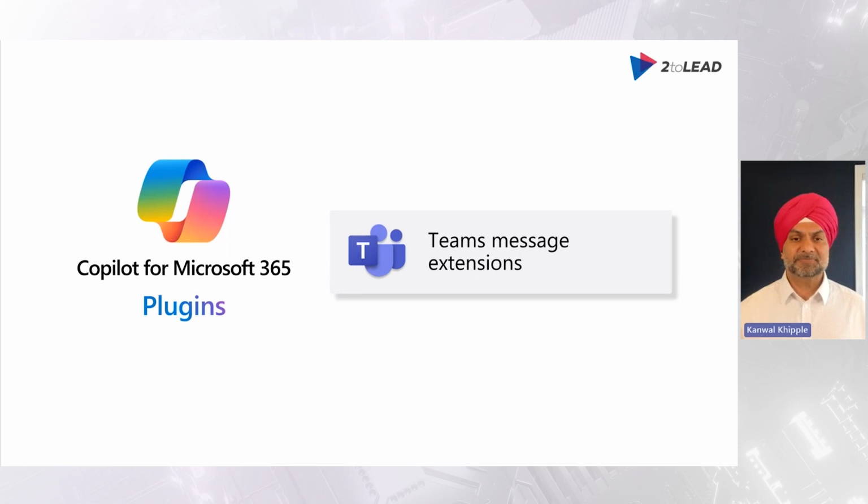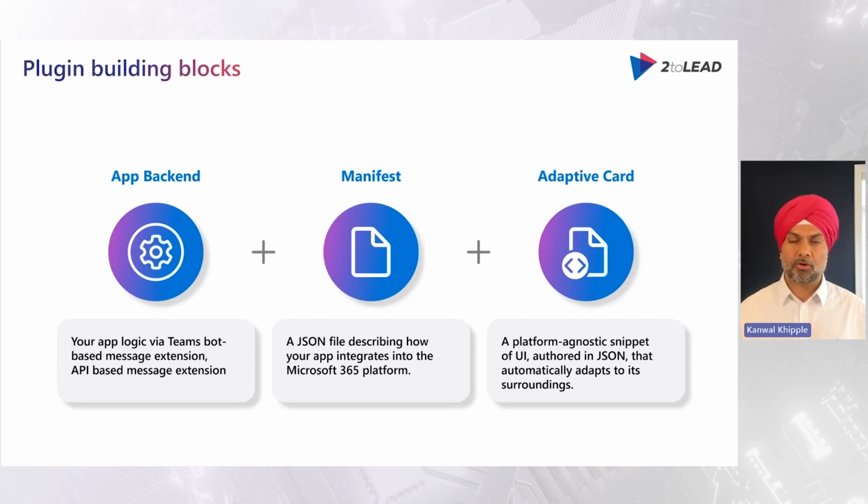All right, so for the Teams message extensions, if you're familiar with how they're built and how they're designed, the core building blocks are essentially an app backend. This is your app logic that contains the Teams bot message extension, as well as API-based message extension. So that app backend will continue to interact with your applications and call the APIs. And then there's the manifest.